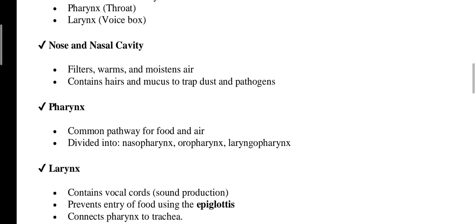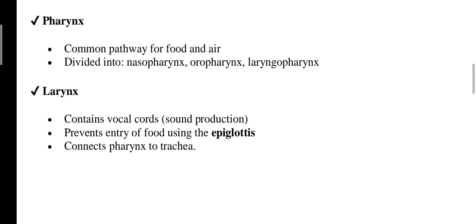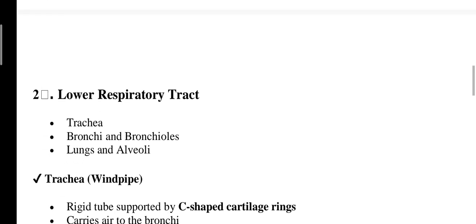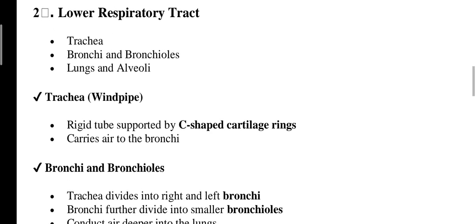Next, the pharynx is a common pathway for food and air, divided into nasopharynx, oropharynx, and laryngopharynx. The larynx contains vocal cords for sound production, prevents entry of food using the epiglottis, and connects the pharynx to the trachea. The lower respiratory tract has the trachea, bronchi and bronchioles, and lungs and alveoli.